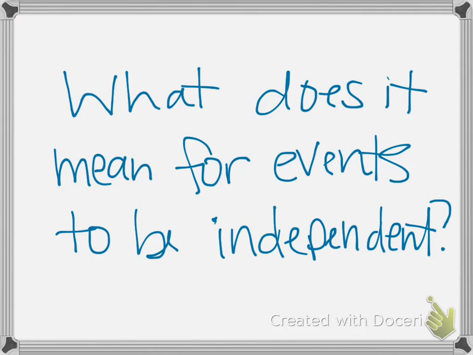The outcome of one event, in other words, is not going to influence the outcome of the other event in any way. So you do need to be cautious when using this multiplication rule that I'll show you in a minute, because it only applies when two events are in fact independent. Some events won't be independent.